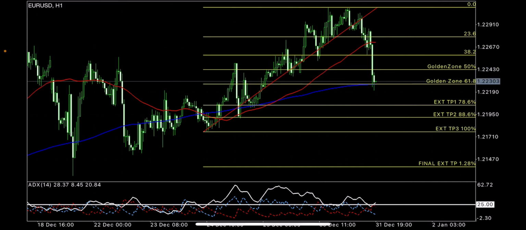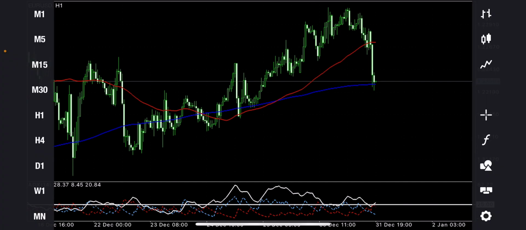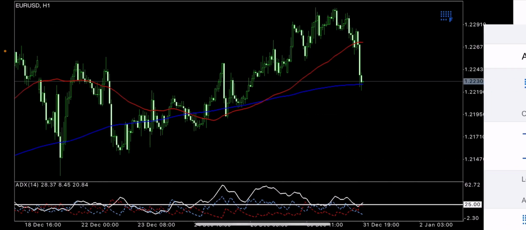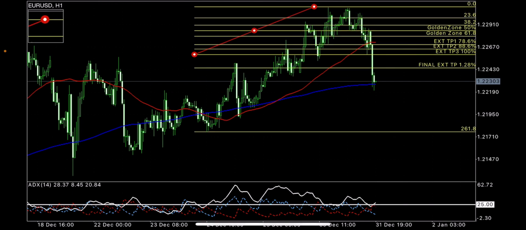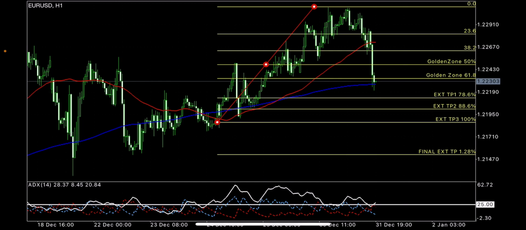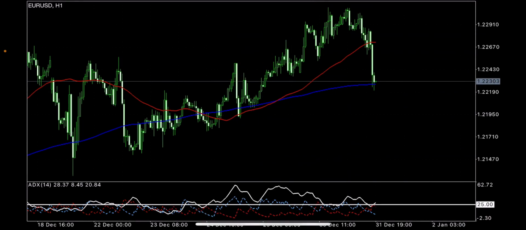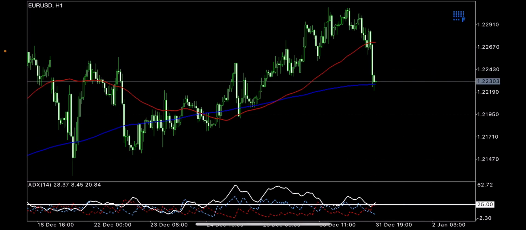Pull out your Fibonacci again, not the extension. You pull out the Fibonacci retracement again, but just draw it backwards. All right, Fibonacci retracement once again, draw it backwards. And as you can see, I drew it backwards. Nope, I didn't. I did it the wrong way. Delete. Fibonacci retracement, just draw it backward.